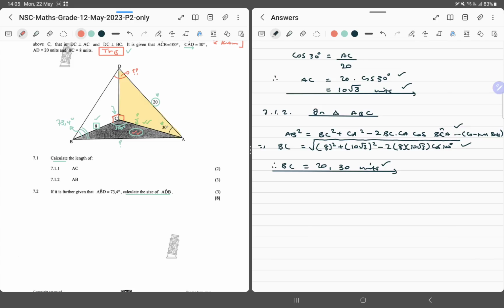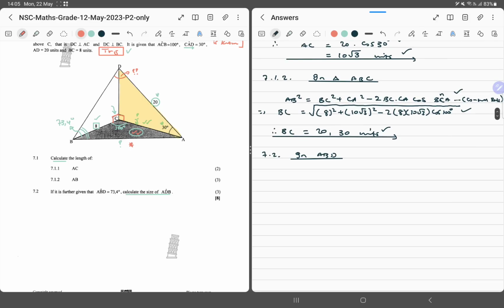Okay, so now we already know the side 20 is opposite that angle they just gave us, which is ABD. And we also just found this side, which is AB, opposite that side. So here we're going to use the sine rule. So 7.2. I know that in triangle, again, state the triangle you're working in, ABD.